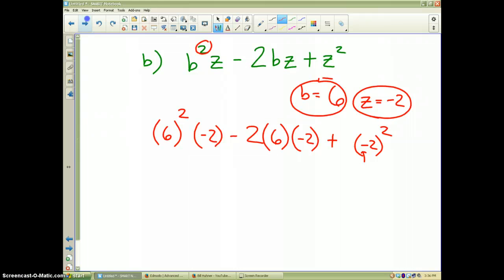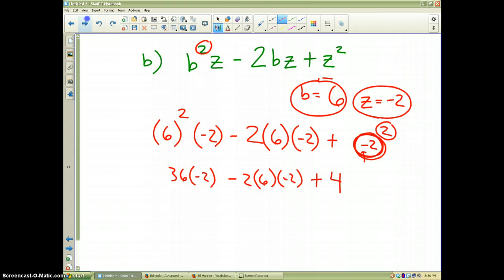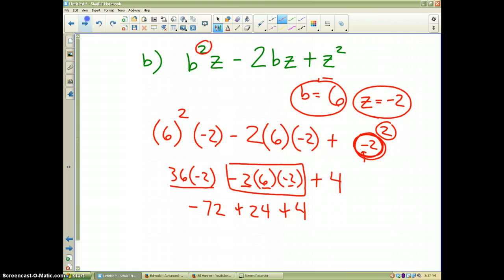Okay, PEMDAS, order of operations. You all know to do powers first. So 6 squared is 36 times -2, minus 2 times 6 times -2, plus, now this in parentheses is -2 times -2, which makes +4 when you square that. Okay, now we're going to do our multiplications. This is -72, the part in the box. -2 times 6 is -12, times the -2 makes +24 plus 4.